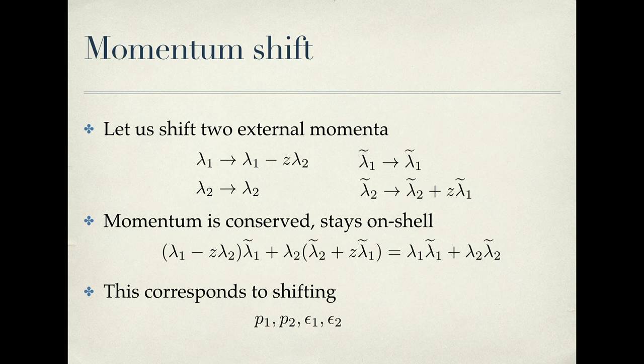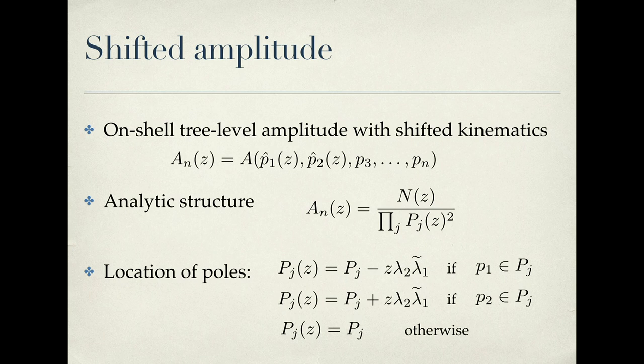Okay, so why is this interesting? Now, the original amplitude was some n-point amplitude A_n in terms of the original momenta P1, P2 up to Pn, and now I shifted two of them. Specifically, I shifted the lambda and lambda tilde of these two particles. So this becomes a function A(z) of the parameter z, and I can look at how it looks. There is some z dependence in the numerator, and some z dependence in the denominator. But this structure is very similar to when there was no shift. For z equals 0, I just reconstruct the original expression.